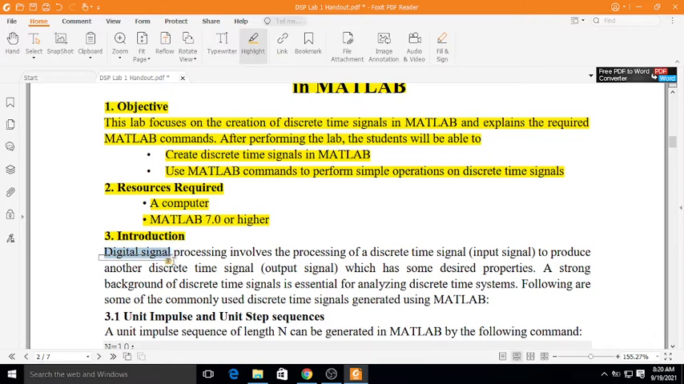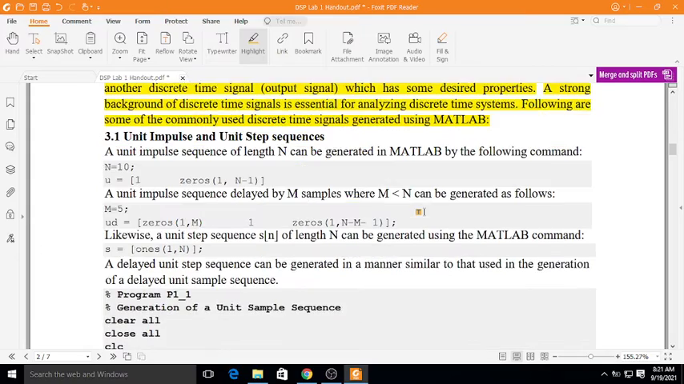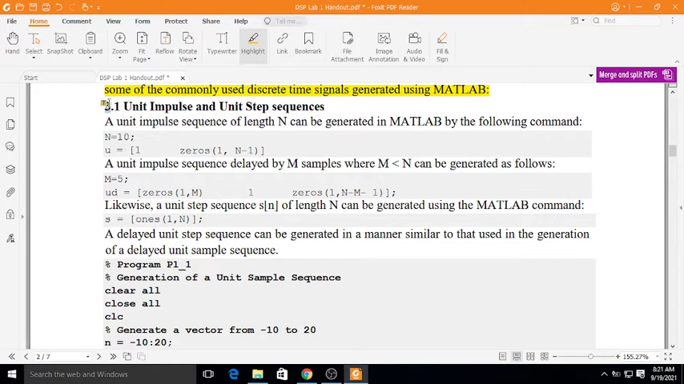Introduction. Digital signal processing involves the processing of a discrete time signal, the input signal, to produce another discrete time signal, the output signal, which has some desired properties. A strong background of discrete time signals is essential for analyzing discrete time systems. Following are some of the commonly used discrete time signals generated using MATLAB: 3.1 Unit impulse and unit step sequences.